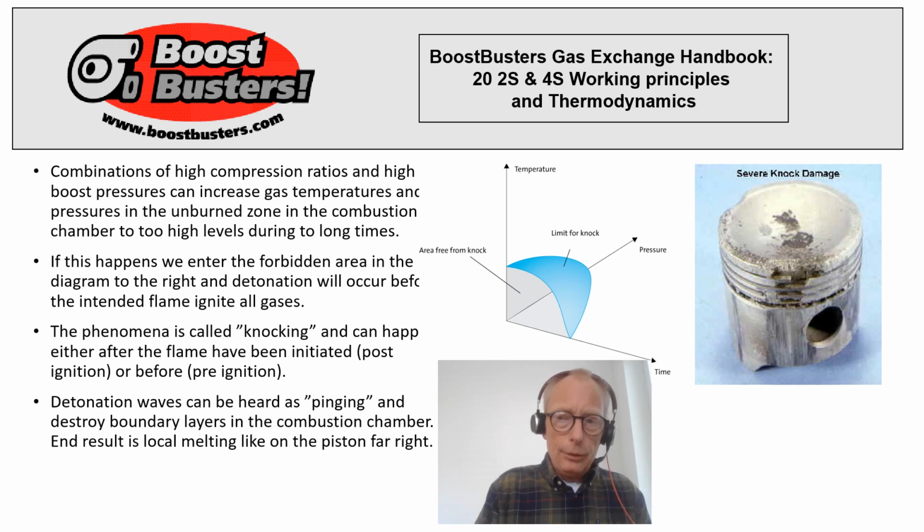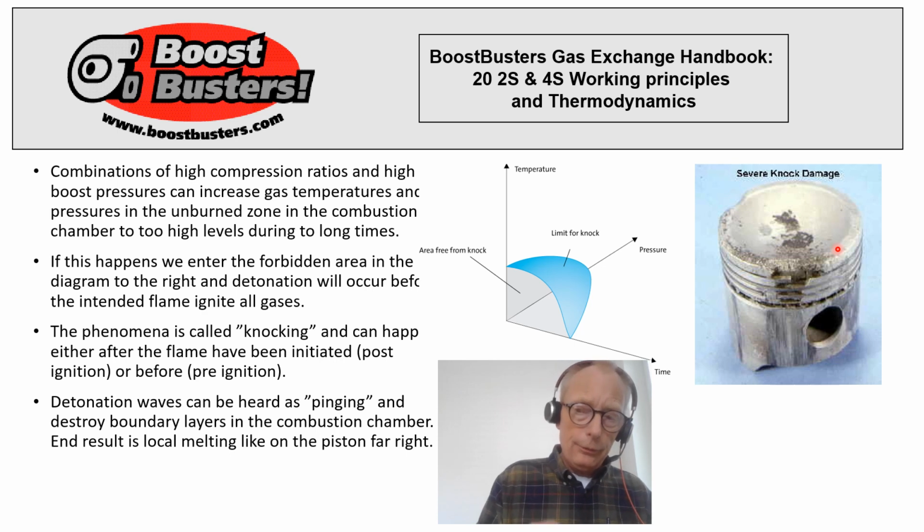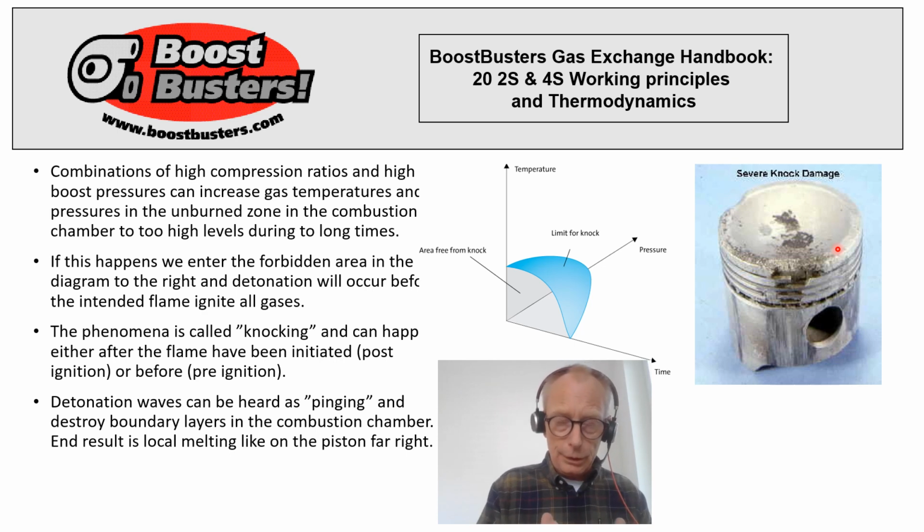And as can be seen on this piston, small local melting points can happen if knock is severe. And the reason for this is that the boundary layers, which act as an insulation, are taken away by the detonation pressure waves when we have knocking. That's why we have local melting.